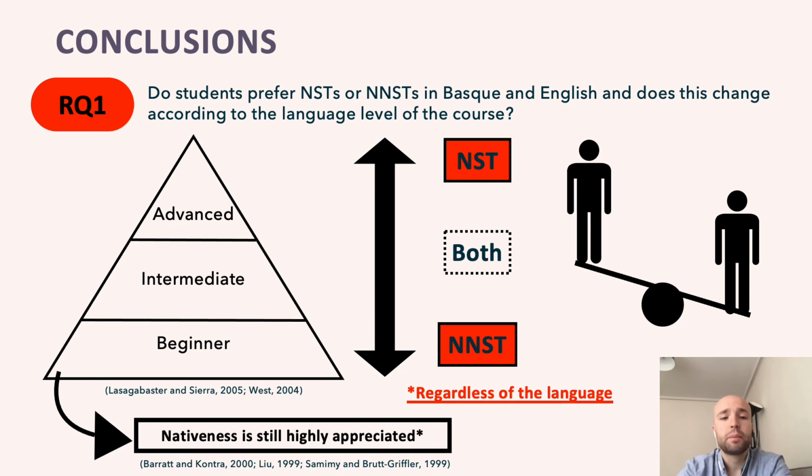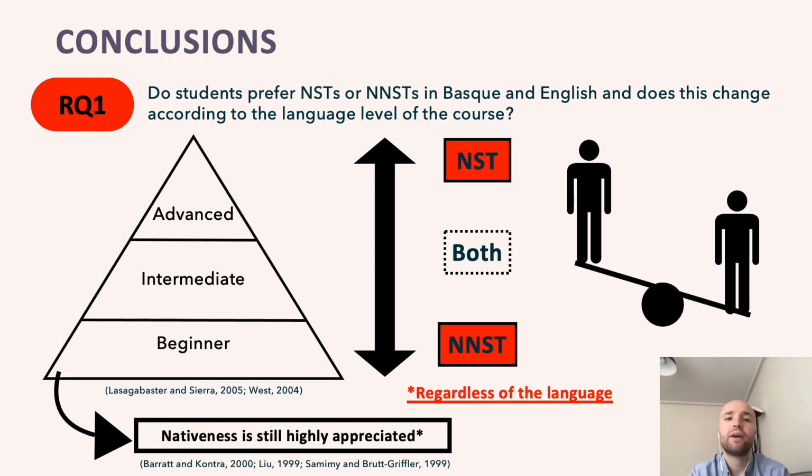Students' responses appear to indicate a preference for non-native speaker teachers at beginner levels, for both types of teachers at intermediate levels, and for native speaker teachers at advanced levels. So what this indicates is that the higher the level, the more necessary a native speaker teacher is for students, regardless of the language.